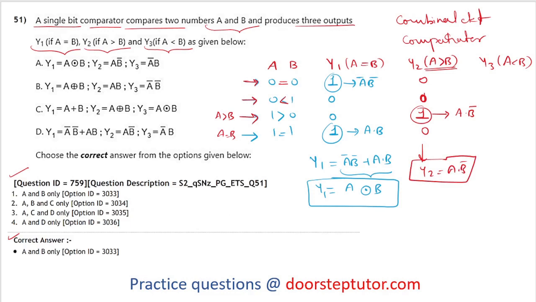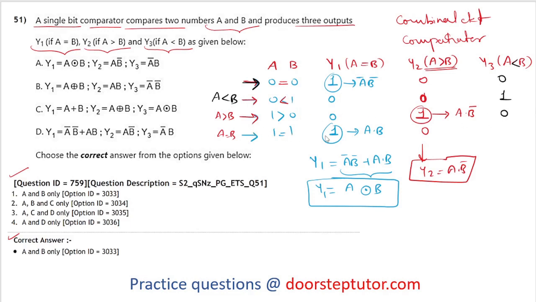Now let us write the expression for Y3. If we consider the first case, when A and B both are 0, this is going to be 0 because the condition is A should be less than B. In the second case, A is 0 and B is 1, so this is going to be 1 because in this case A is less than B. In the third case, A is greater than B, so this will be 0.